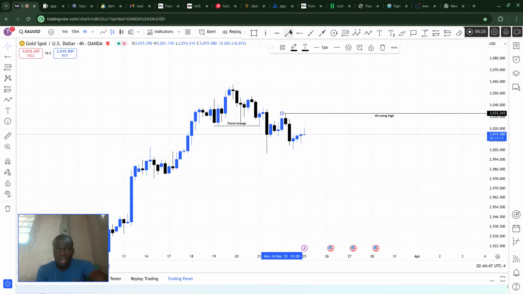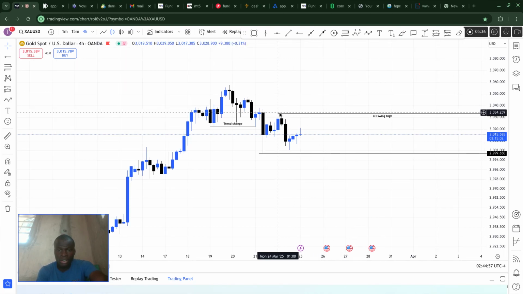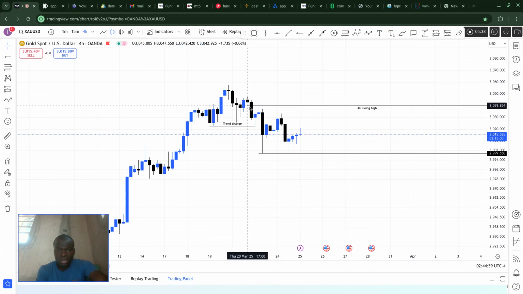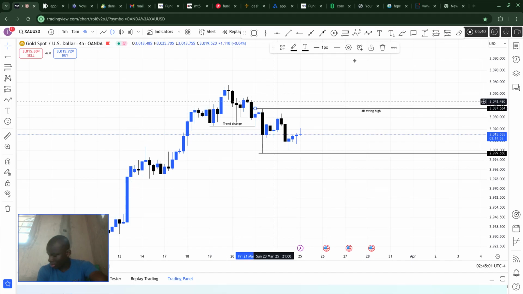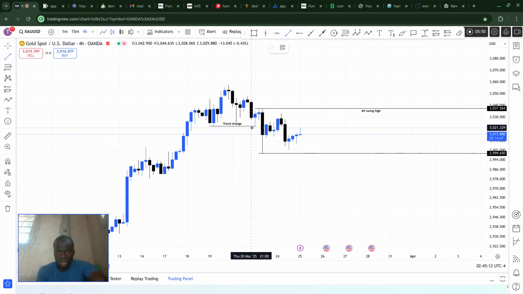4 hour swing high, 4 hour swing low. Oh no, sorry. 4 hour swing high. So this is the 4 hour swing high. Then 4 hour swing low. Then it had a block of structure, a 4 hour block of structure. So that 4 hour block of structure here, as you can see clearly.